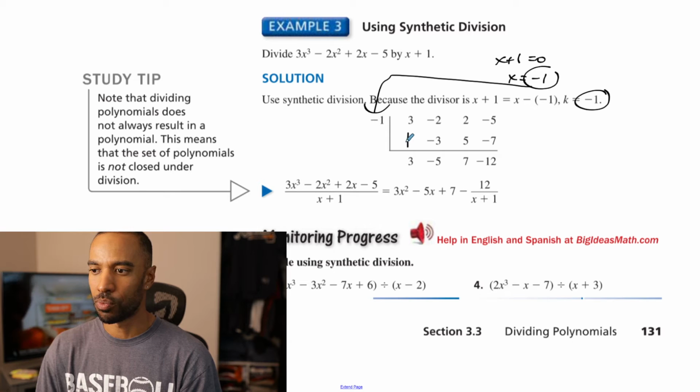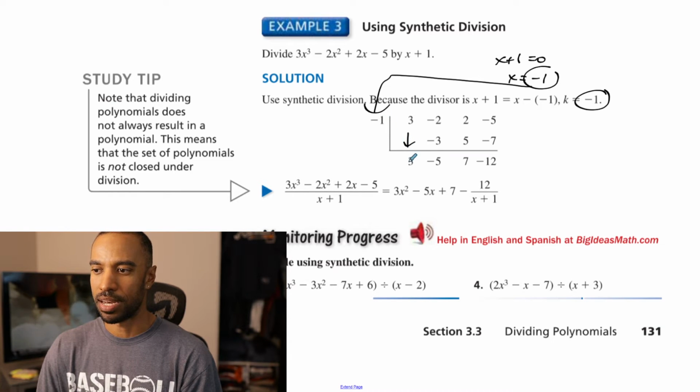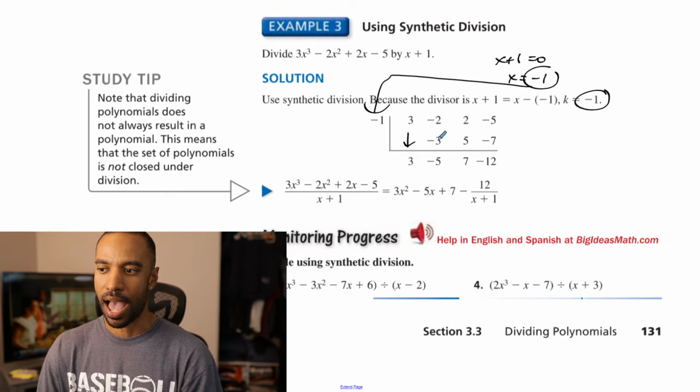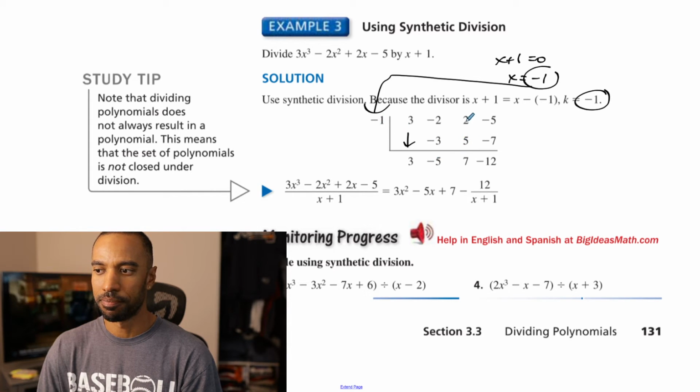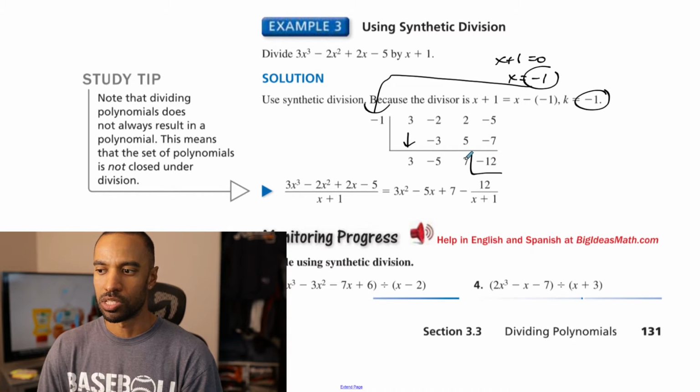We bring the 3 down. We multiply 3 by -1 to get -3. We add these together to get -5. We do -5 times -1 to get 5. We do 2 plus 5 to get 7. 7 times -1 is -7. -5 plus -7 is -12. -12 is the remainder, where this is the constant, linear, quadratic terms.